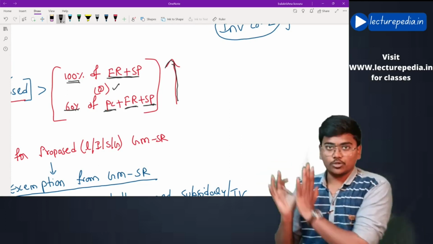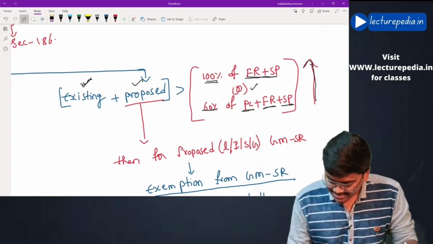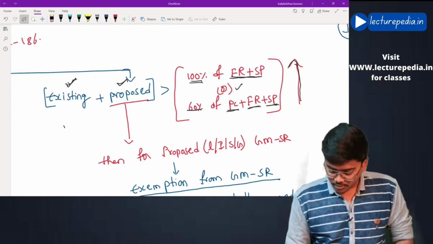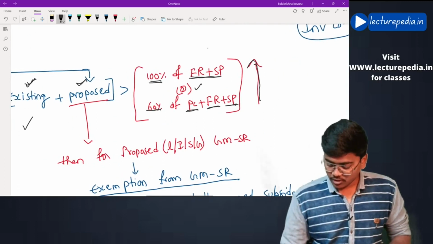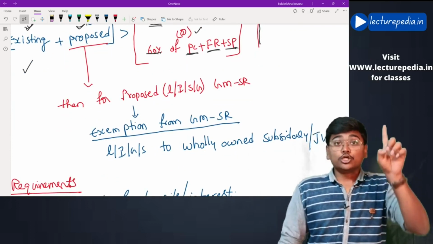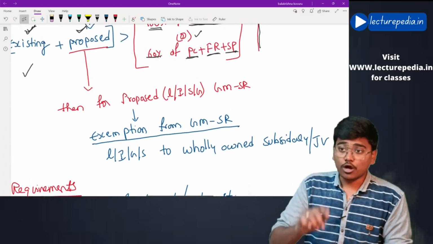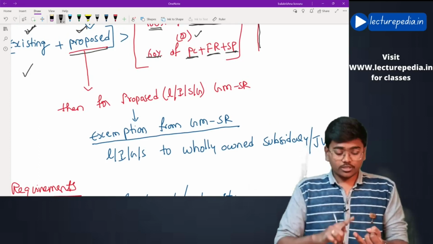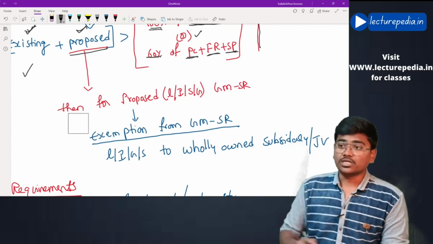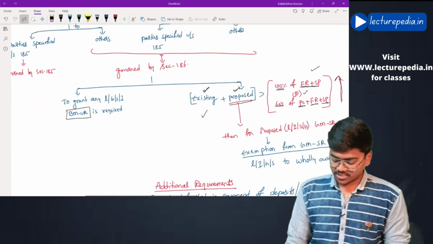You will arrive at some amount. Okay. Now, you have to calculate existing plus proposed loans, investments, guarantees, securities. If this amount which you have calculated here is more than higher of these two amounts, then apart from board meeting unanimous resolution, you should also take general meeting special resolution. General meeting special resolution for what? For proposed loan, investment, guarantee, security. Okay, for proposed loan, investment, guarantee, security, you have to take general meeting special resolution. Hope that is clear. Hope you understood it.